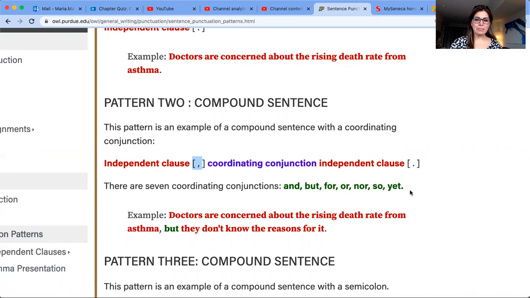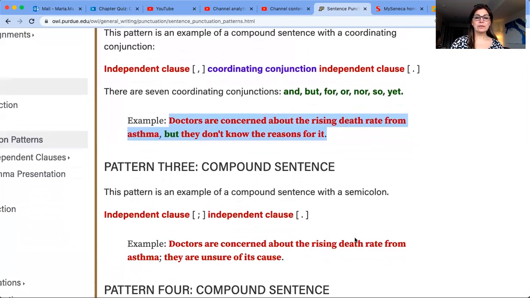And then this comma must precede the connectors. Connectors are considered as and, for, but, or, nor, so, and yet. You put a comma before them. I'll give you an example. If I say, doctors are concerned about the rising death rate from asthma, comma, but they don't know the reasons for it.